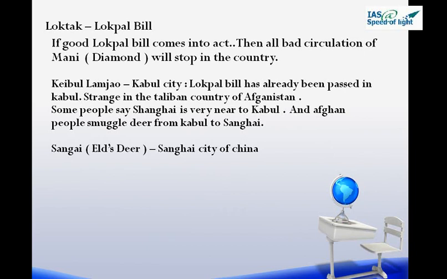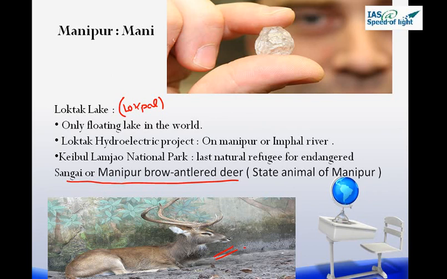Some people say Shanghai is very near to Kabul, and Afghan people smuggle deer from Kabul to Shanghai. So from the Shanghai, if you remember, Shanghai, it is Sangai, that is the deer, Manipur blue antlered deer, which is also the state animal of Manipur.